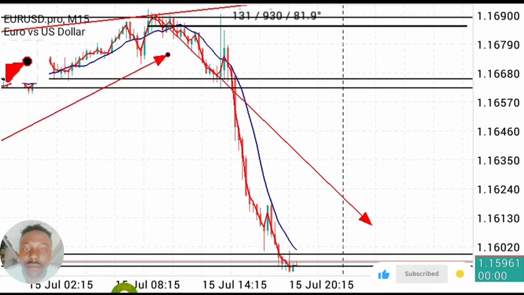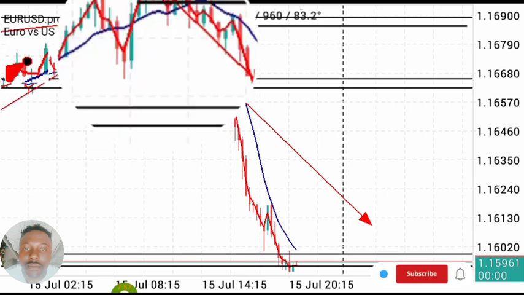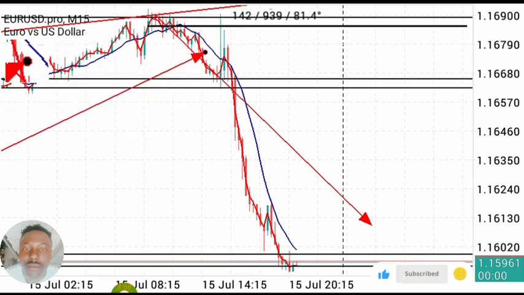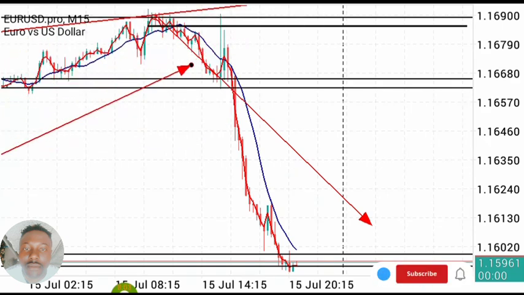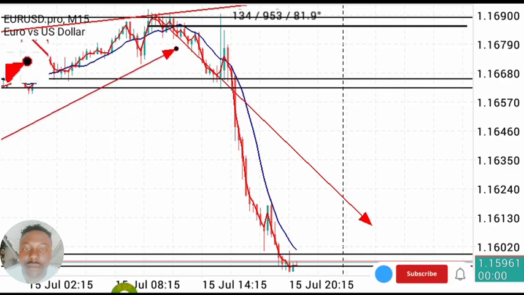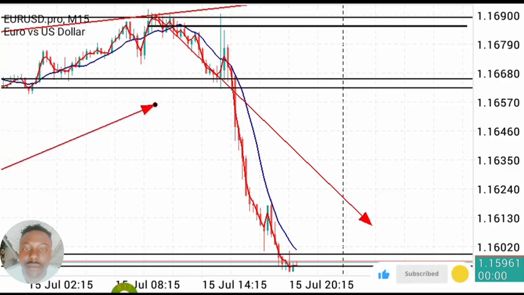Now when I saw this break below, you can see my candlestick and see how price broke below my moving average. This is the moving average. Price just broke below this moving average. Now after I see this break below this moving average, I want to see a candlestick close below this moving average.